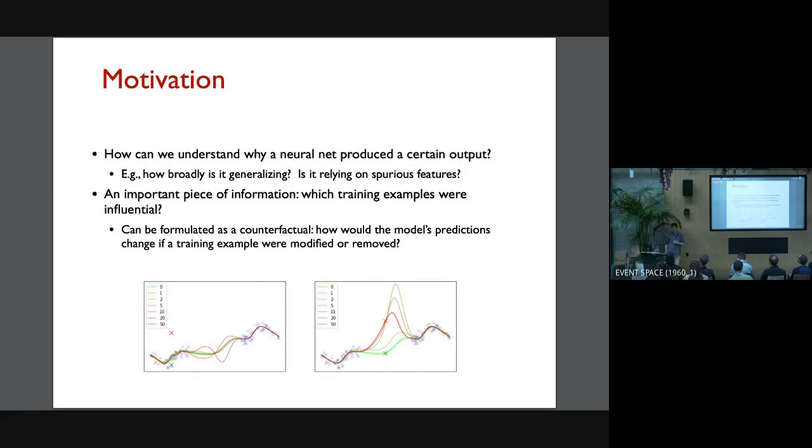And so we can formulate this in terms of a counterfactual. What would happen if you perturbed a training example, or added a copy of a training example, or removed a training example? So what would be the effect on the optimal weights of the network, and hence what are the effects on the predictions?